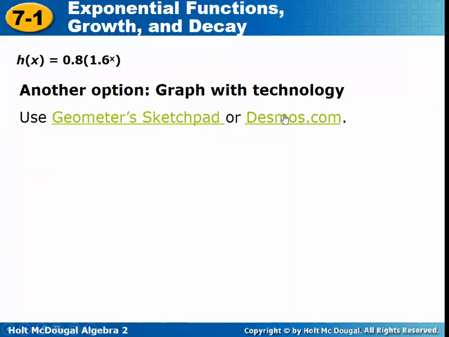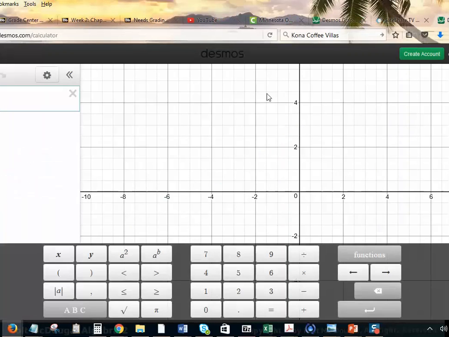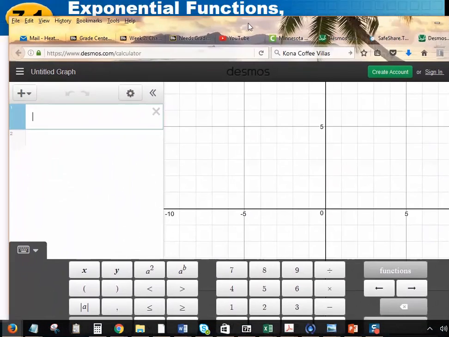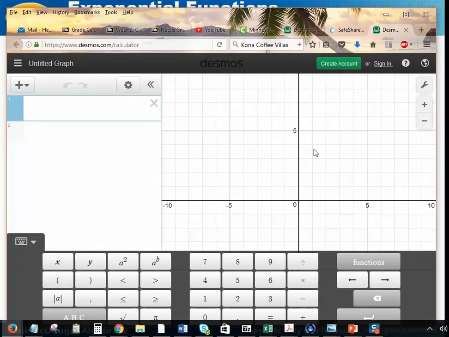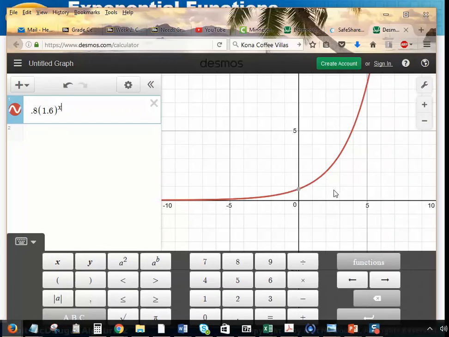I'll show you what that's going to look like. Okay, so our Desmos.com calculator is an online graphing calculator. You resize it so you can see the whole thing. Over here is where you'll enter your function, and the function was, again, 0.8 times 1.6. Now I need the exponent button, which looks like this on Desmos, and then the variable x, and it graphs it very quickly for you.